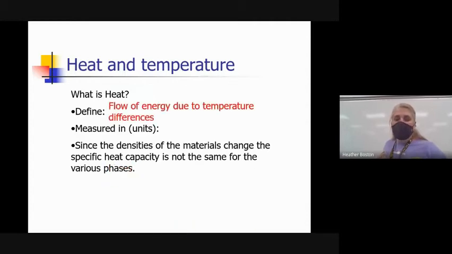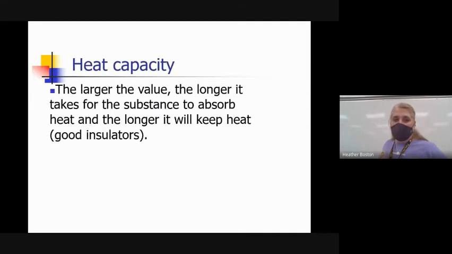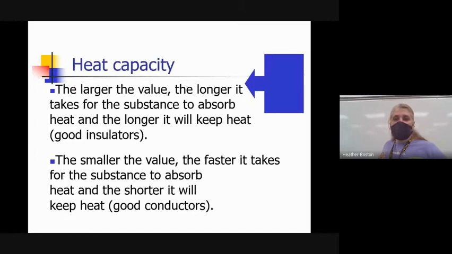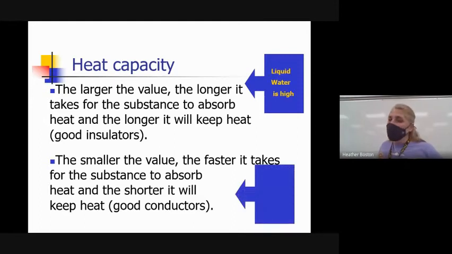So heat is the flow of energy due to temperature differences, and we measure that in joules or calories. The density of materials changes, so specific heat is different for different temperatures and different substances. The larger the value, the longer it takes for the substance to absorb heat, and the longer it will keep the heat. That's called an insulator. An example of an insulator is water. Small values heat up quickly. It takes less time for them to heat up. They're good conductors, like metals.